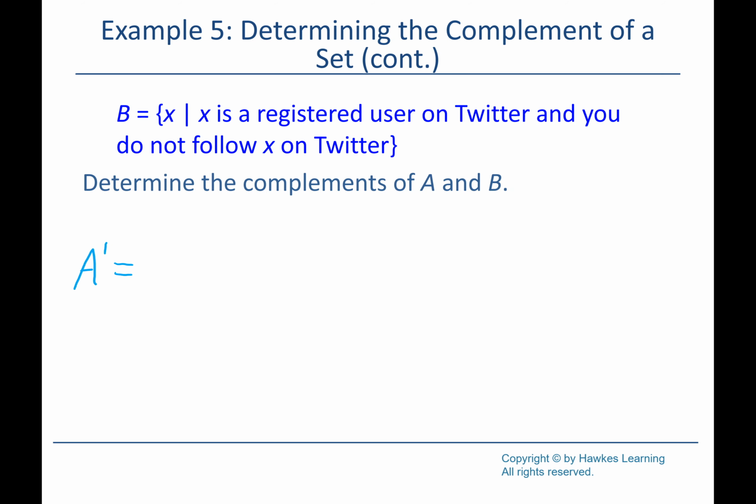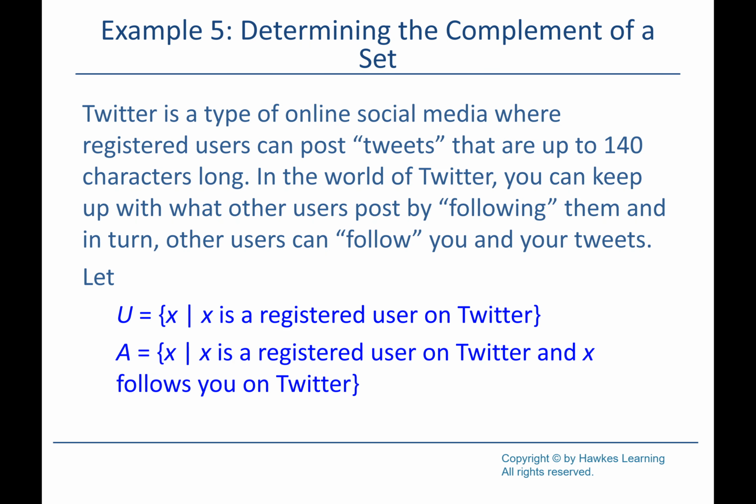So A, that was a set of all Twitter users that follow us on Twitter. So if we want the complement of that, who's going to be in there? People that what? A is the people that follow us. So A complement would be the people that do not follow us. Okay, it'd be all the people that don't follow us.